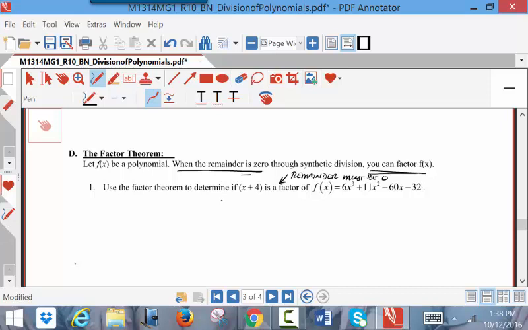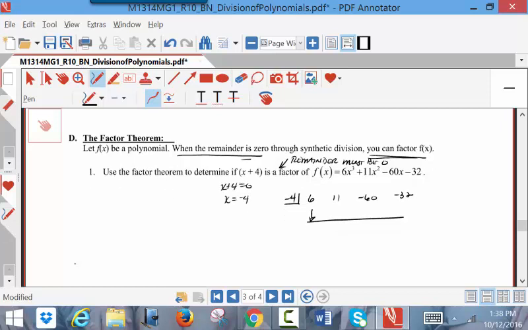Okay, so the number that goes in the half box is when you set that thing equal to 0. So the half box gives me a negative 4. I have a 6x cubed, an 11x squared, a negative 60x, and a negative 32. And if this thing has a remainder of 0, then I'm looking good.